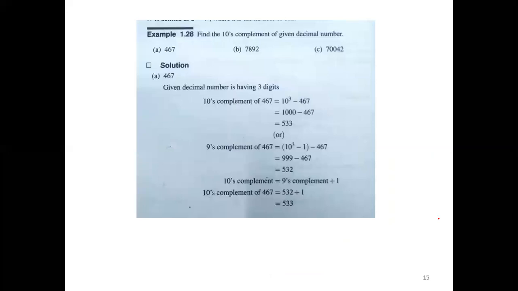So 10's complement is a simple concept. Generally, if you want the 10's complement, you have to subtract. If it is a 3-digit number, you have to subtract from 1000, then you will get the 10's complement directly. Otherwise, you have to take the 9's complement, then add 1 to the 9's complement. Then you will get the 10's complement value.